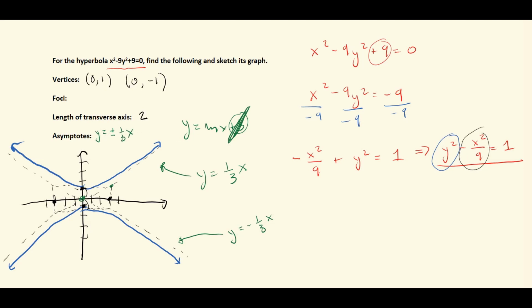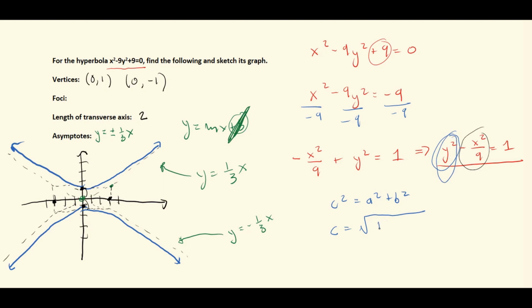And then finally we want to find the foci. And we can go ahead and use our equation c squared is equal to a squared plus b squared. Unlike the ellipse which had c squared is equal to a squared minus b squared, for the hyperbola it's the sum of a squared and b squared. So we can say that c is equal to the square root of a squared plus b squared. We found that our a is equal to 1 because of this term.